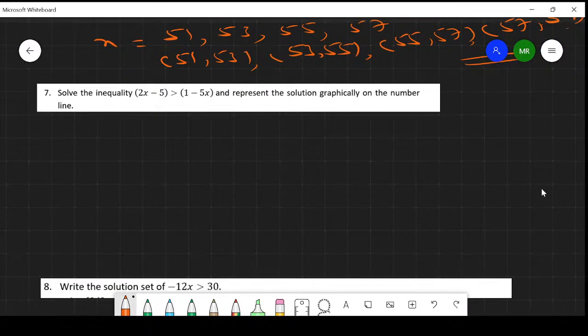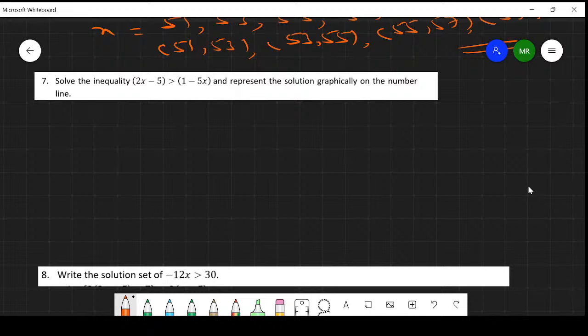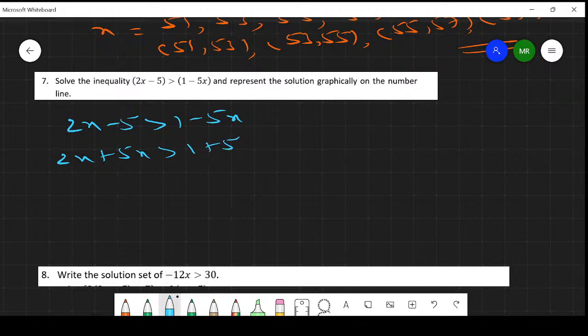Next, solve the inequality 2x minus 5 greater than 1 minus 5x and represent the solution graphically on the number line. Just take the inequality 2x minus 5 greater than 1 minus 5x. First you simplify. 2x plus 5x, transfer this minus 5 to this side, plus 5 and 1 plus 5. It will be 7x greater than 6. So x greater than 6 by 7.